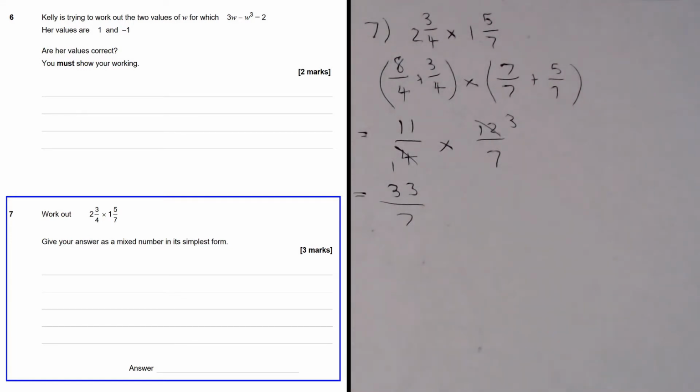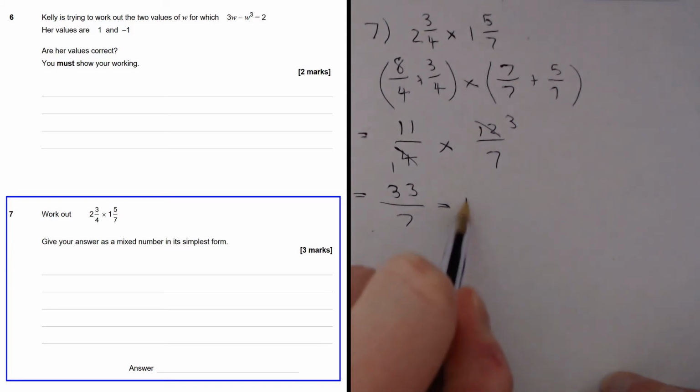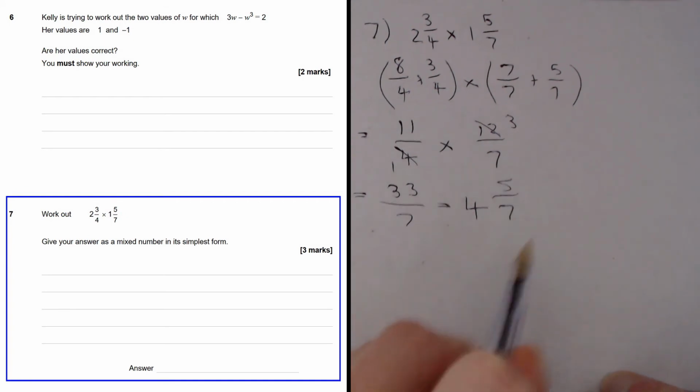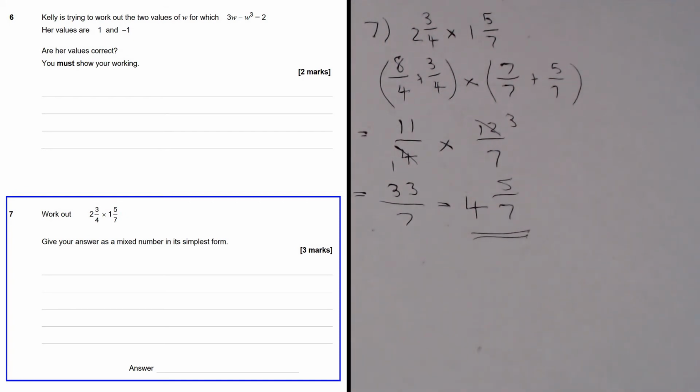This is the answer, but remember, we were asked to give it as a mixed number in its simplest form. So we need to write this as a mixed number. How do we do that? Well, let's see how many 7s we can get into 33, and let's see what the remainder is. Well, 7 4s are 28, yeah? So we have 4 whole lots of 7s in that, and then we've got the difference between 28 and 33, which is 5, so we've got 5 sevenths left over. So the answer is 4 5/7.